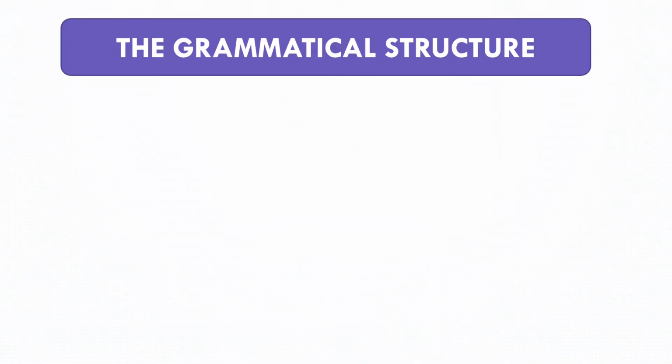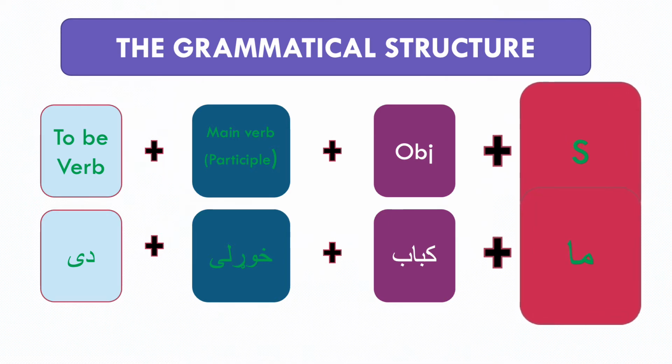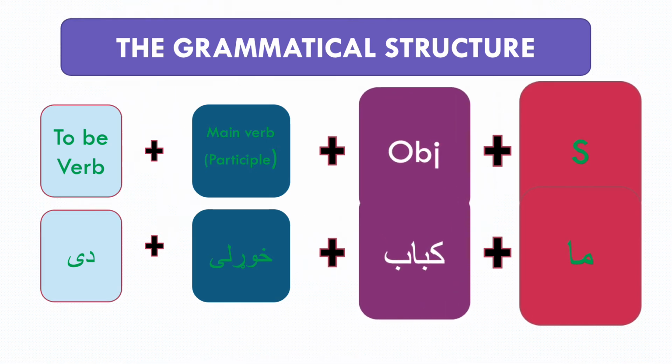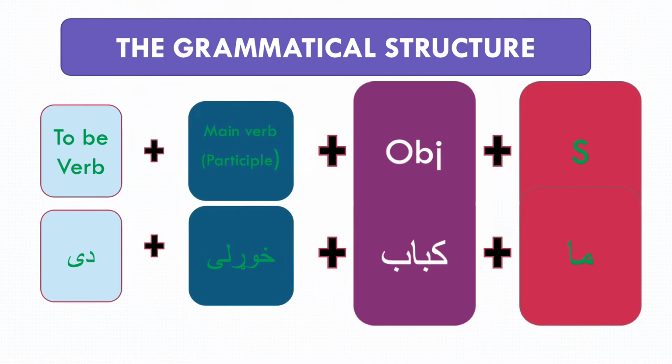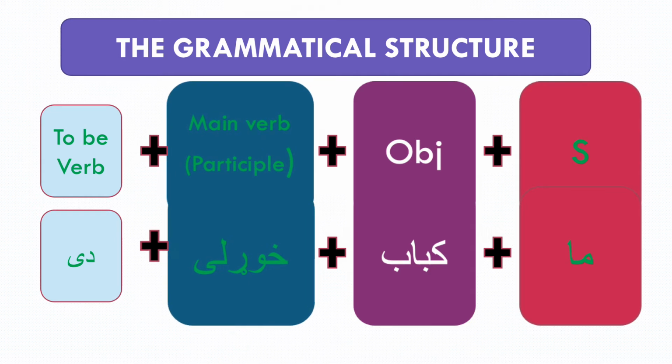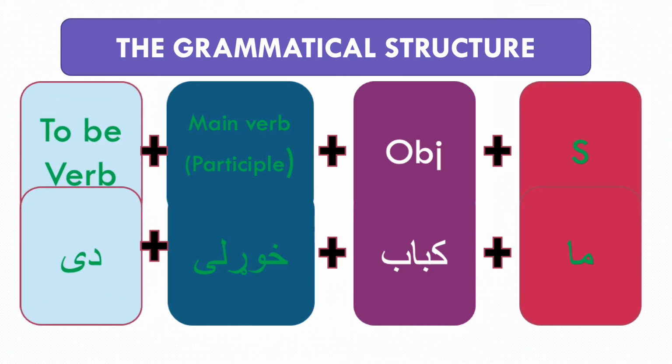The grammatical structure. This is how it looks like. The subject, which could be a noun or pronoun, plus the object only if it's a transitive verb, plus the participle as the main verb, plus to be verb as the auxiliary verb.